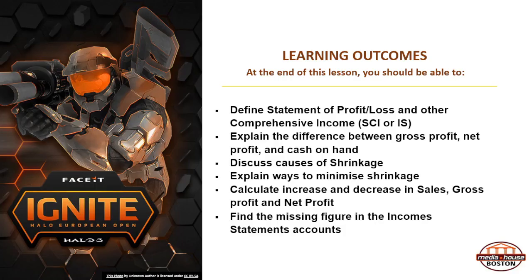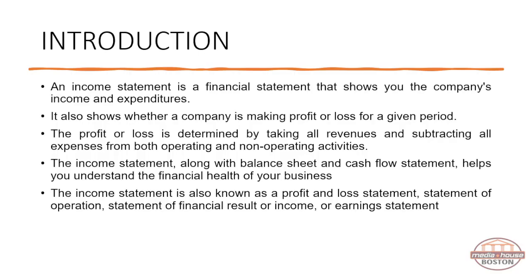The lesson outcome for lesson 18 is that you should be able to define the statement of profit and loss and other comprehensive income, explain the difference between gross profit, net profit, and cash on hand, discuss the causes of shrinkage, explain ways to minimize shrinkage, calculate increase and decrease in sales and gross profit, and find the missing figure in the income statement. This will also be the outline of this lesson.